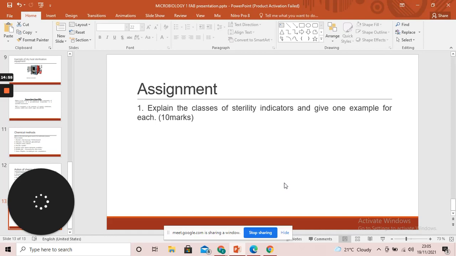We've come to the end of the class, and we've seen all the methods which are used in sterilization. We've covered the importance of sterilization, and what we started with was defining the terms used in sterilization. I believe we have all understood.